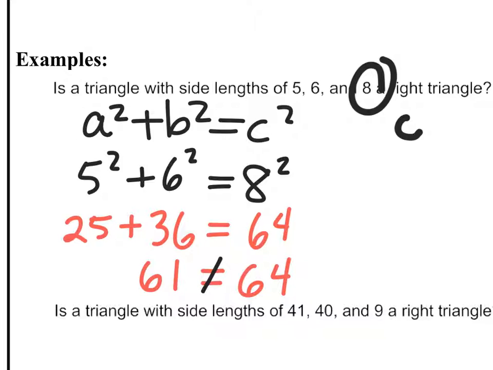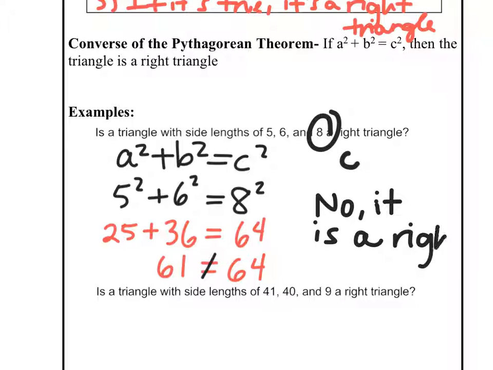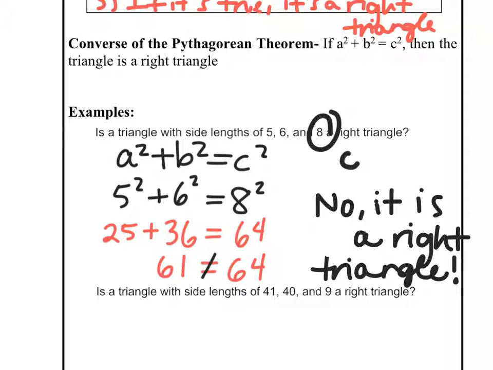So what do you think, guys? Is it a right triangle? No. No, because a squared plus b squared equals c squared did not work. So is it a right triangle? You have to say, no, it is not a right triangle. Answer the question. That should say, no, it is not. Isn't. There we go. I'm going to say is not. Just so we all are on the same page. It is not a right triangle. Thank you for catching that.